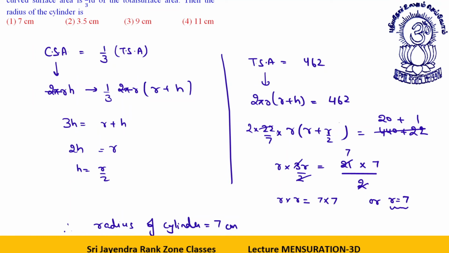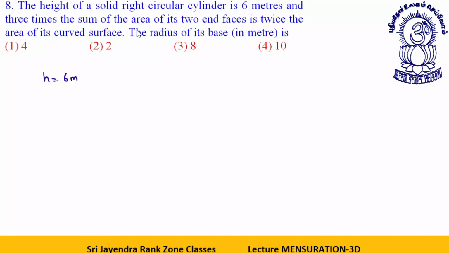The height of a solid right circular cylinder is 6 meters. Should I increase the size of the question? Okay, height is equal to 6 meter, and 3 times the sum of area of its two end faces is twice the area of its curved surface. See what it is given?